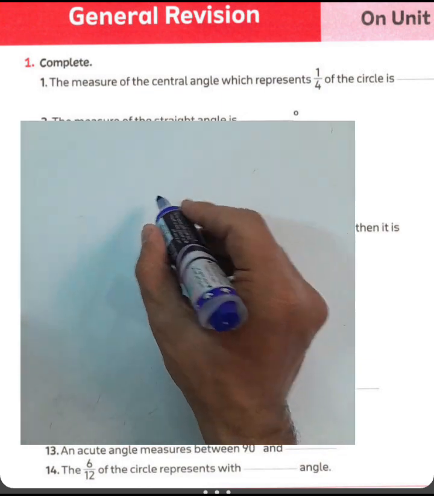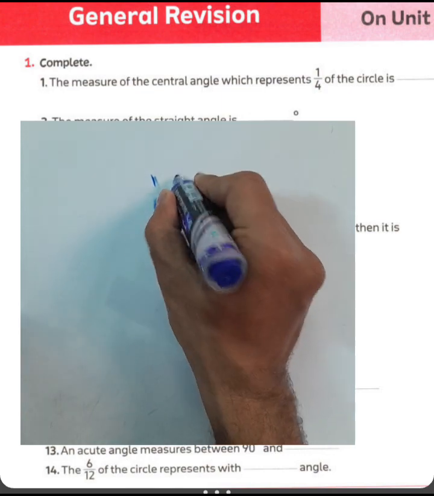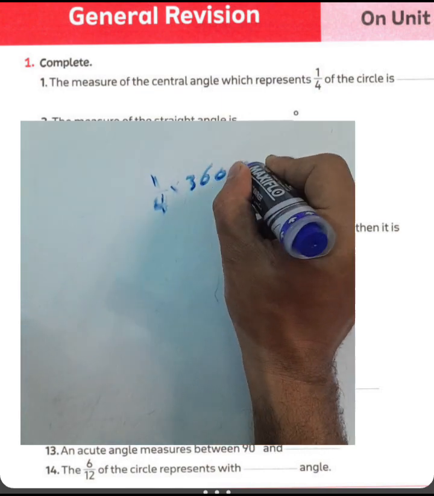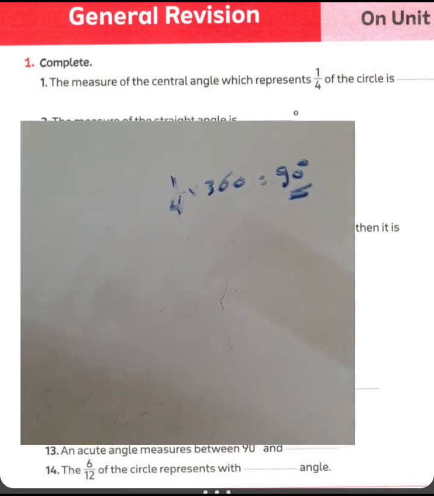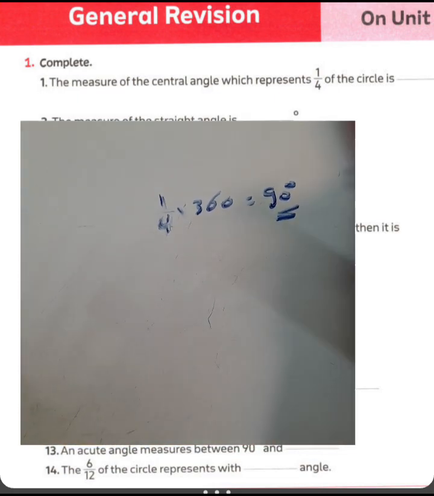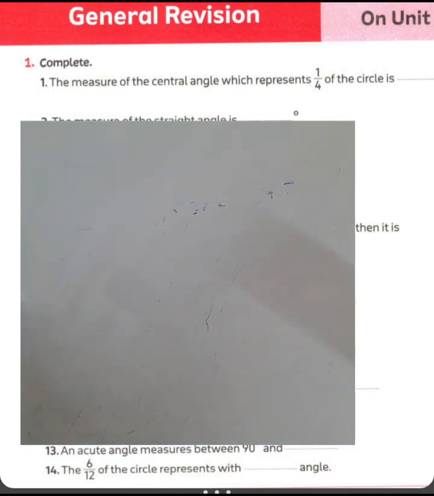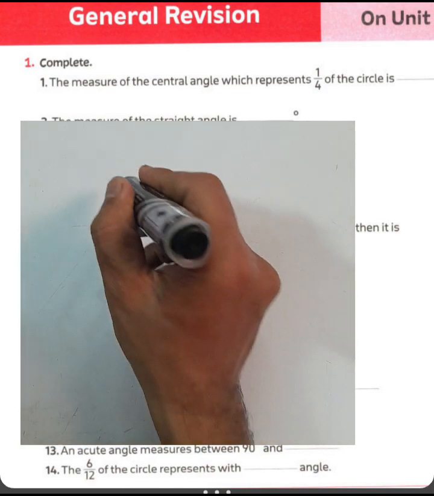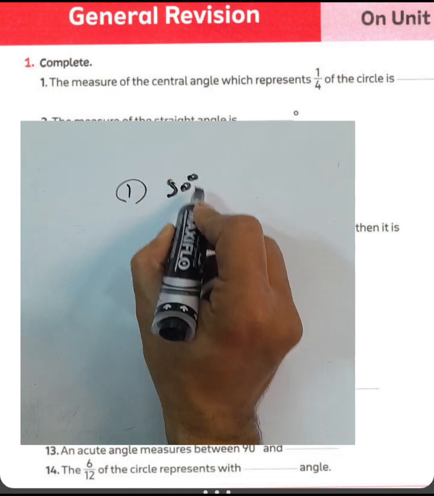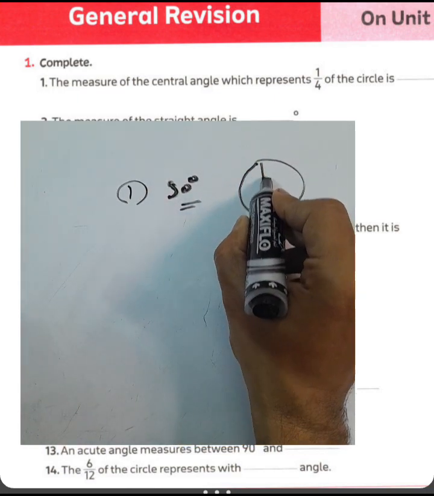A fourth multiplied by 360 will be 90 degrees. The result will be 90 degrees. You must know a fourth of a circle will be what? 90 degrees. Okay, question number 1, the result will be 90 degrees. We have a circle here divided into 4 parts.